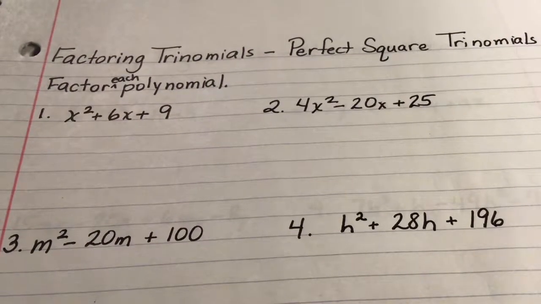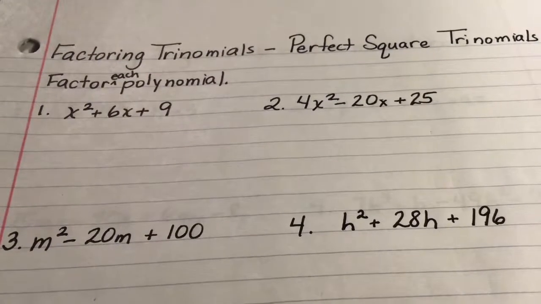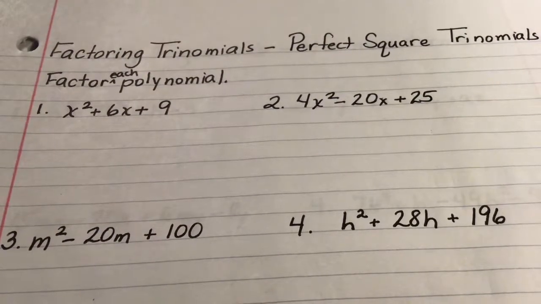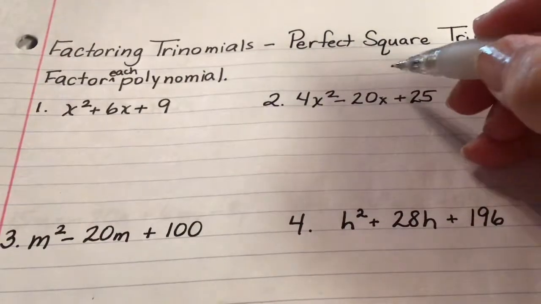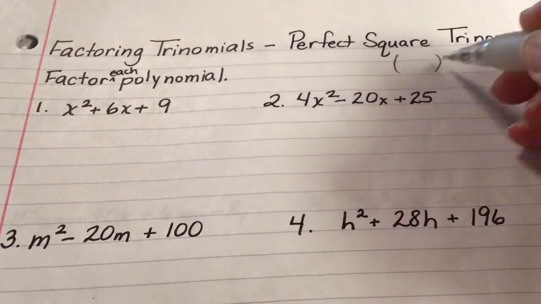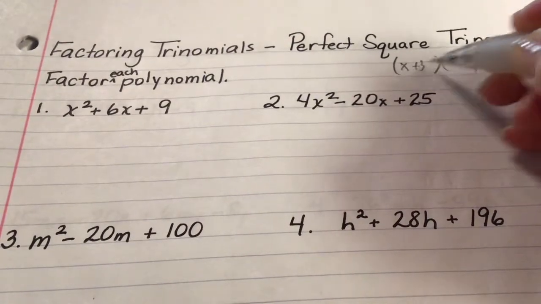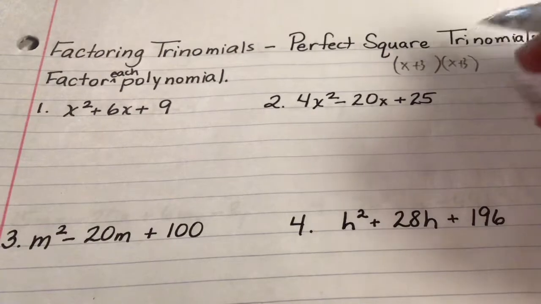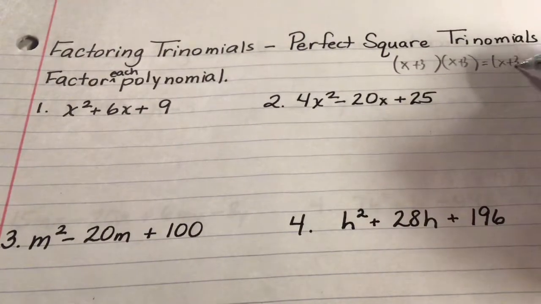Factoring trinomials, specifically perfect square trinomials. What does that mean to have a perfect square trinomial? What that means is that your trinomial actually factors into two binomials that are the same thing. For example, x plus 3 times x plus 3. That could also be rewritten as x plus 3 squared.